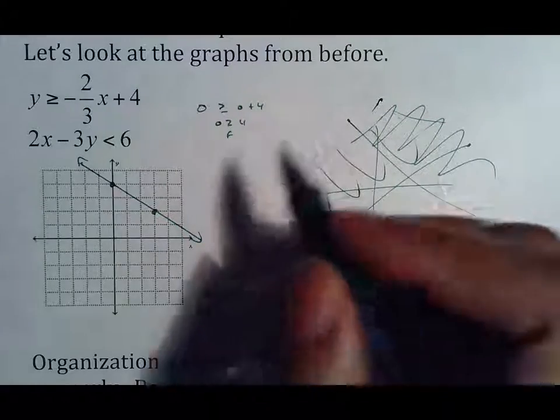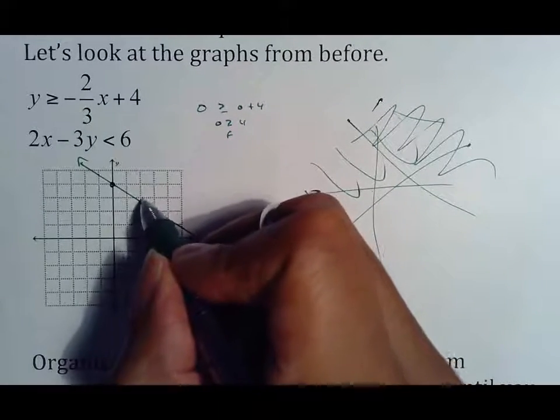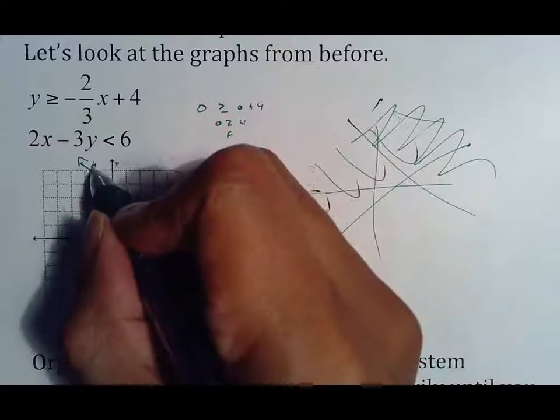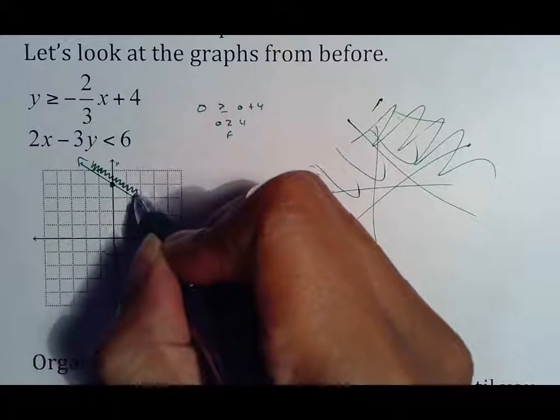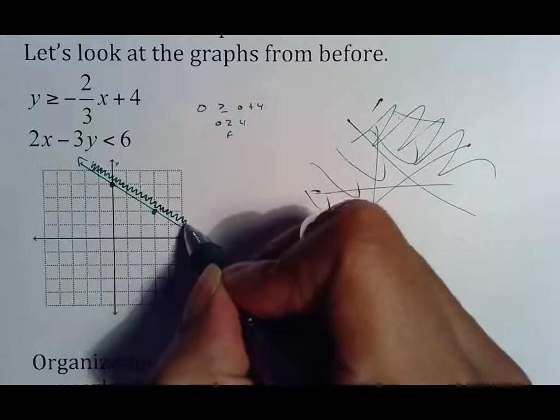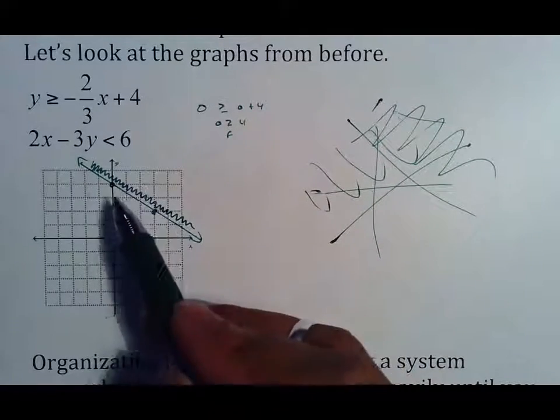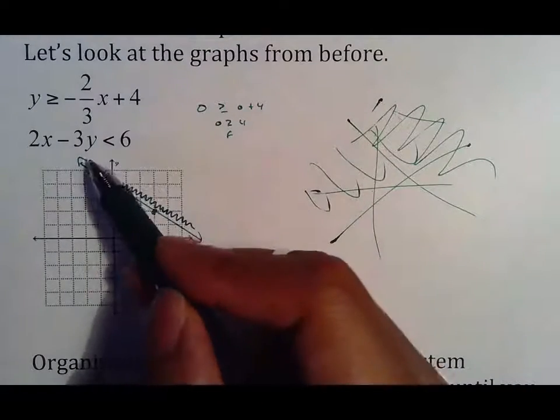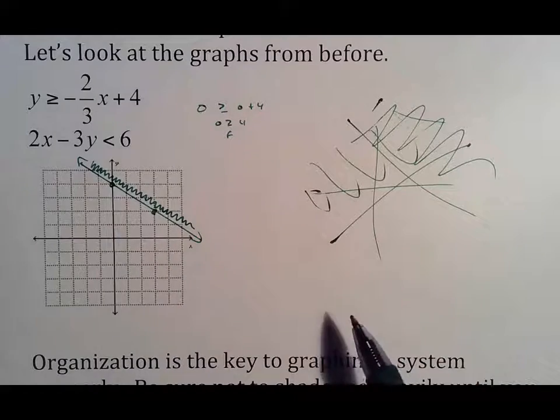So what I usually do when this is false, and I know I'm going to shade over here, I don't shade big, I just shade real quick and short on the side that I would actually shade on. Notice you would shade the top, so I put my little wavy lines at the top of this.